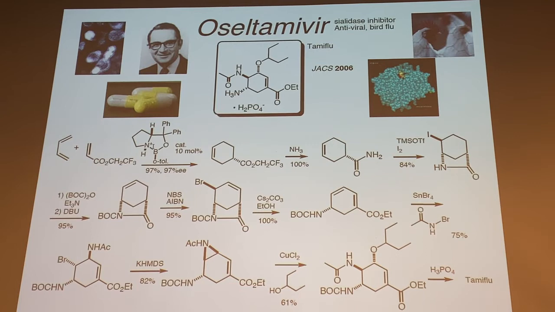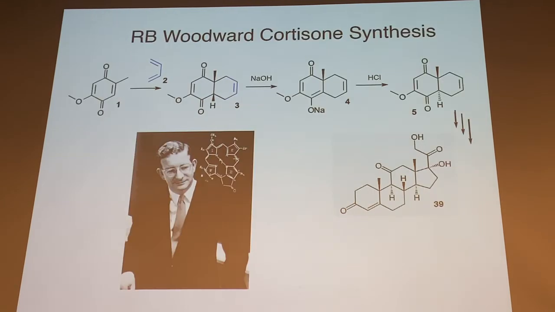This is Lewis acidic. It activates the carbonyl, lowers the energy needed for the Diels-Alder reaction. And that chiral catalyst is in proximity to these bonds as they form. And that controls the stereochemistry right there. Anyway, that's a modern example.